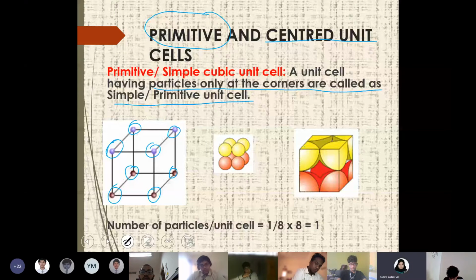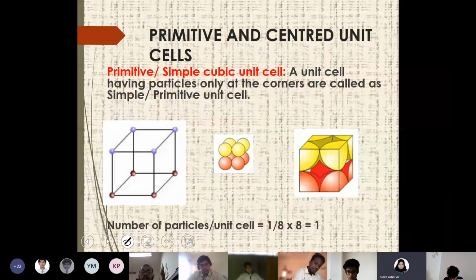The molecules one you can't draw, it's very difficult. But this one you can draw, right? That will be easy. You just draw a cube and show the particles at the corners. Now the question is, does this particle belong to only one unit cell? That is the next question.